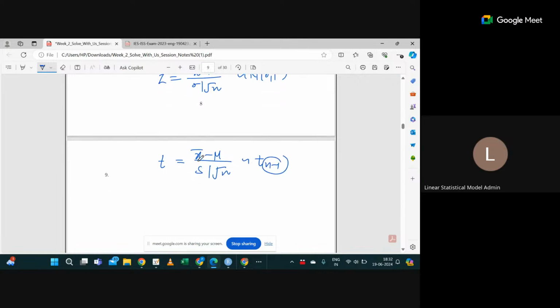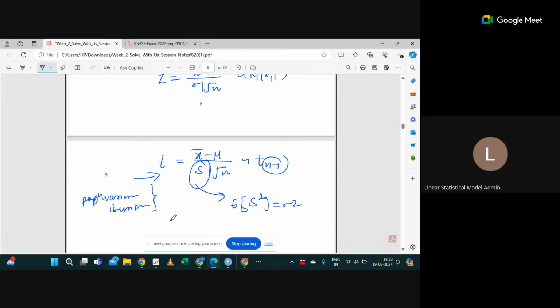So when we are using t statistics, when the population variance or population standard deviation is unknown, that's why we are using an estimate, the sample variance, correct? Actually the expectation of s square is equal to sigma square.